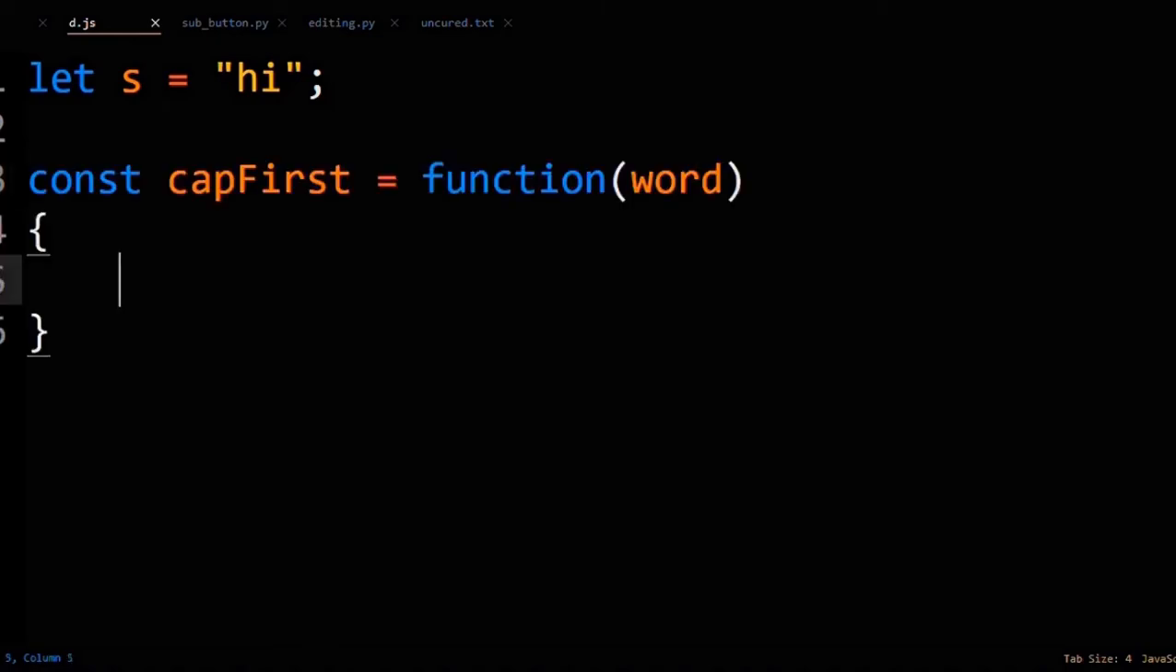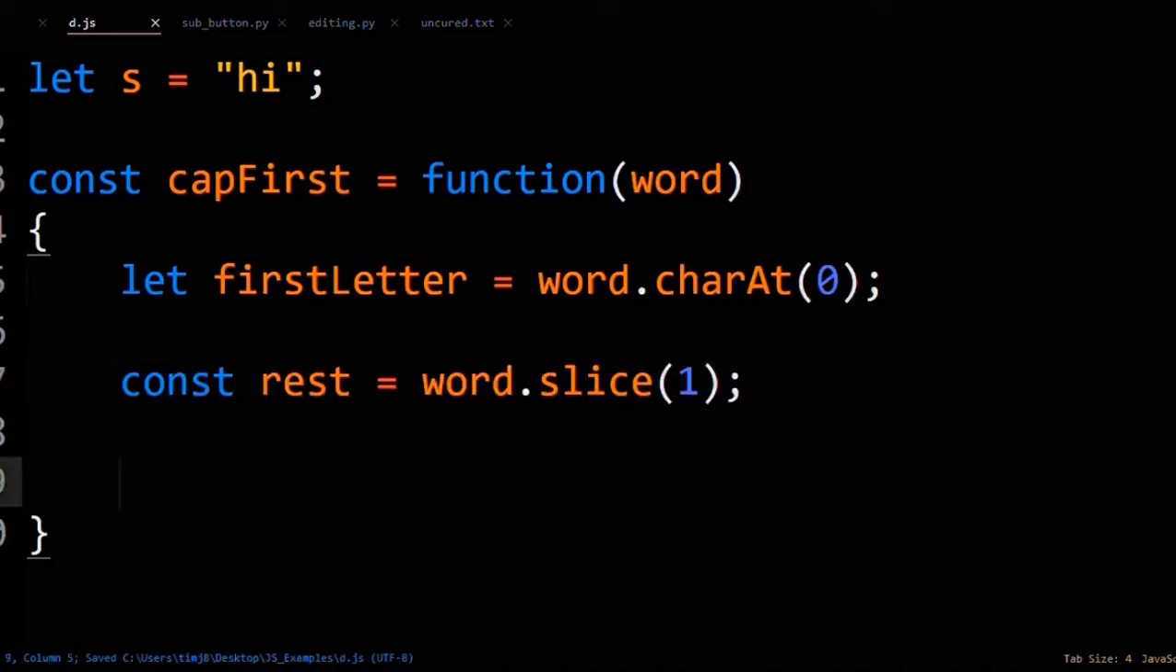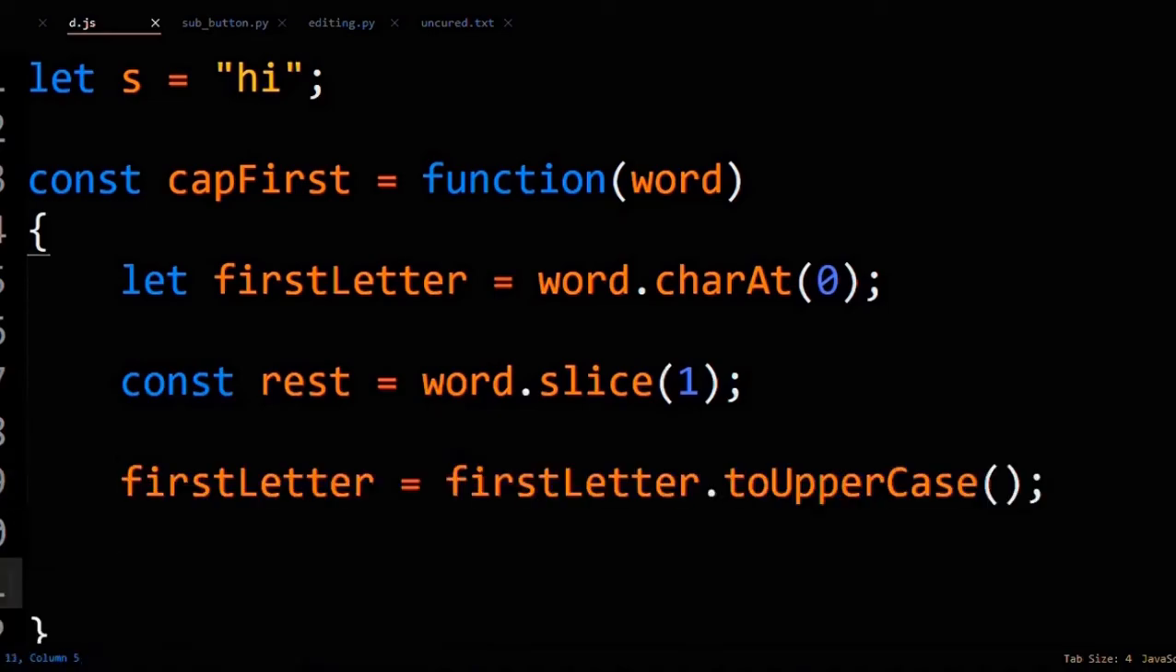First, you're going to extract the first letter of the word. So let firstLetter equals word.charAt(0). Then you're going to get the rest of the word, so you're going to slice it from 1 onwards. Then you're going to call toUpperCase on the first letter to uppercase it. Finally, at the end of the function, you're going to return the result of concatenating the newly capitalized first letter with the rest of the string.